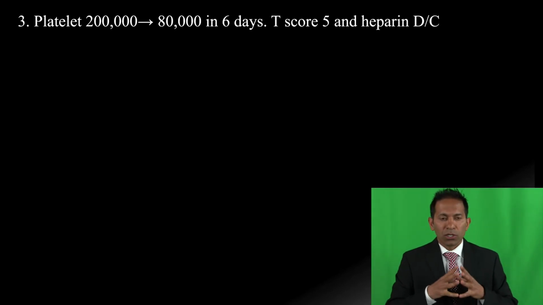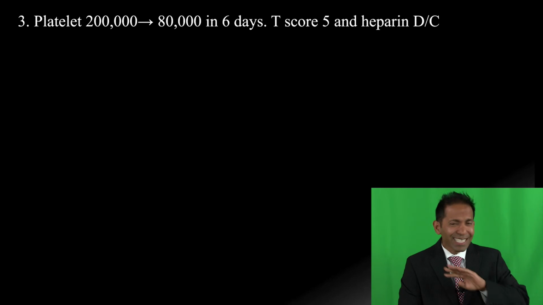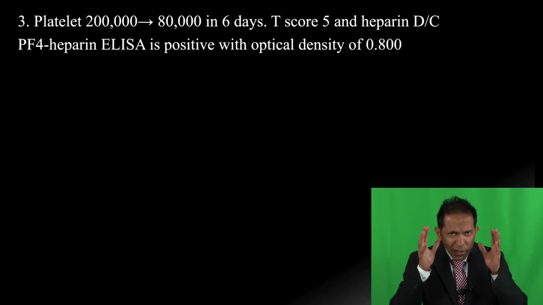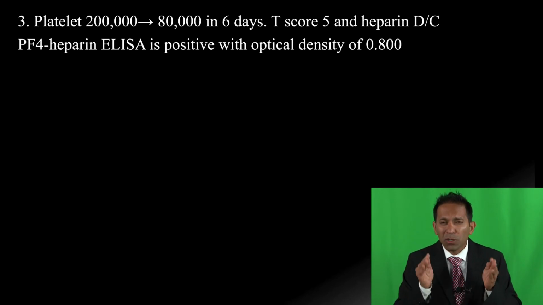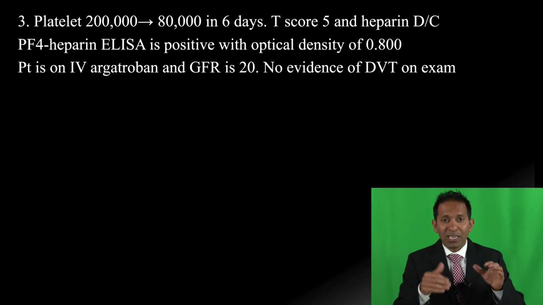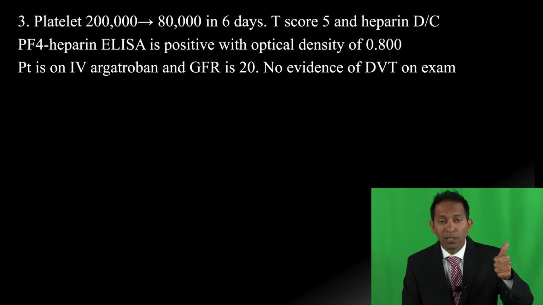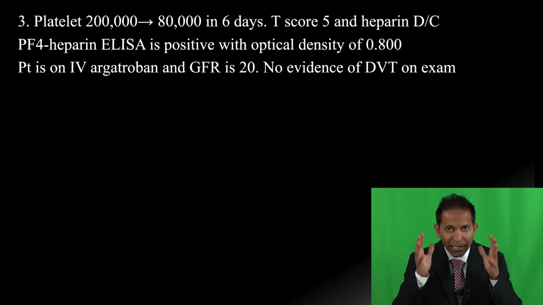Patient's platelet count has dropped from 200,000 to 80,000 in 6 days. T-score 5. You discontinue the heparin. You order the platelet factor 4 ELISA test, which is positive with an optical density of 0.80. You started the patient on IV argatroban because the patient's GFR was 20. No evidence of DVT on exam. So this patient has an intermediate probability of having HIT. So you did 3 steps: you stopped the heparin, you did platelet factor 4, and you started the patient on a direct thrombin inhibitor, which is IV argatroban. Patient had CKD. So what is the next step?